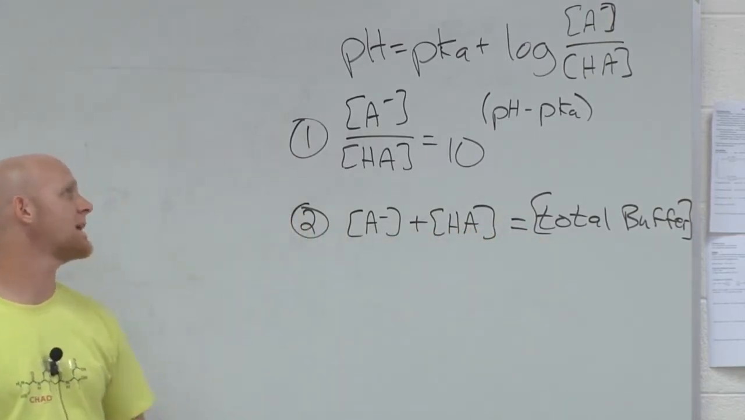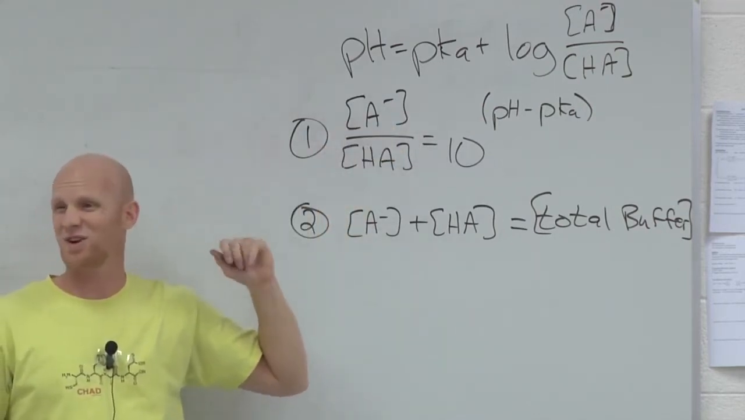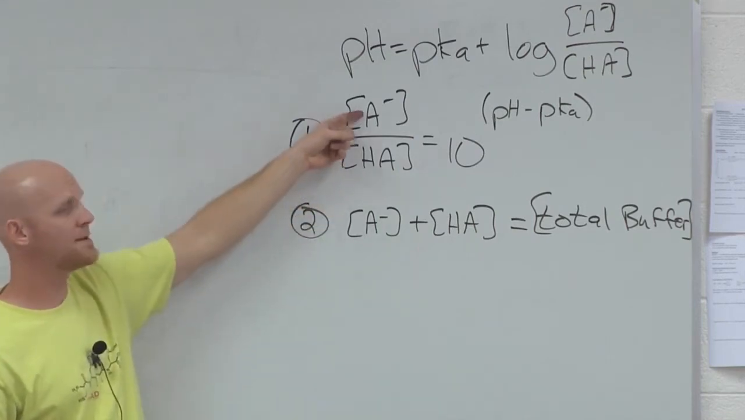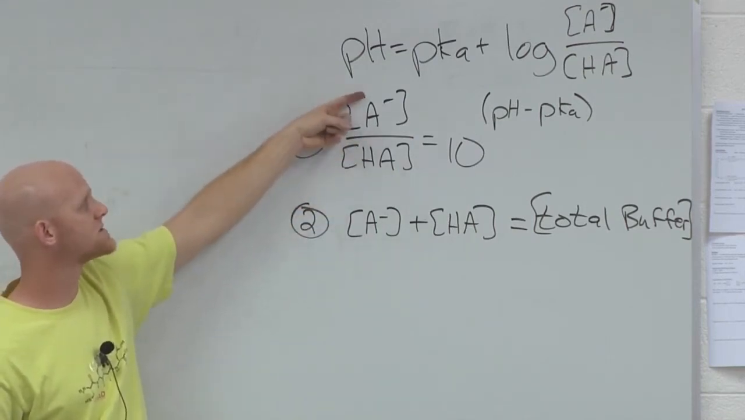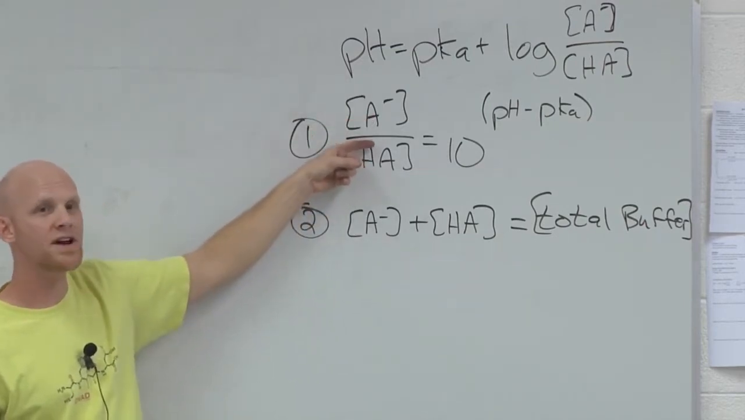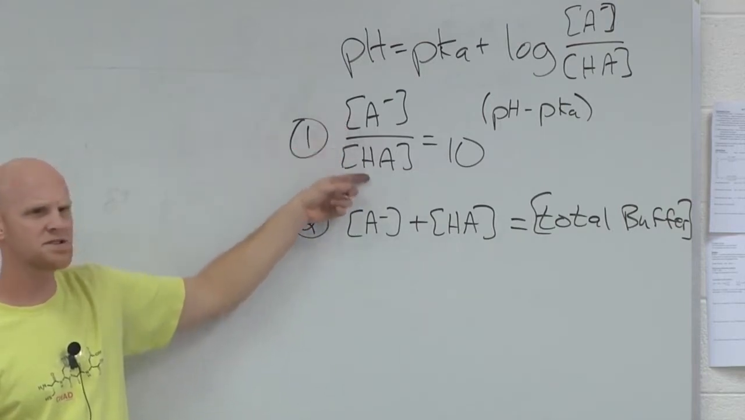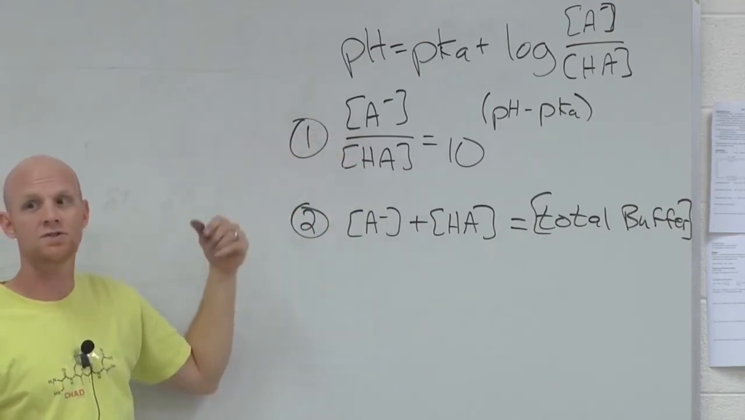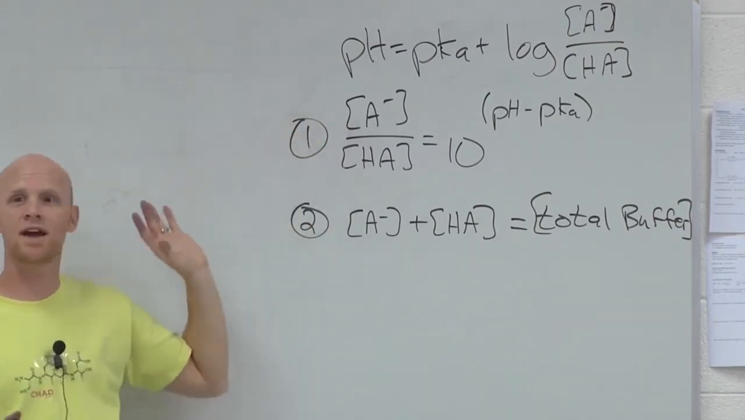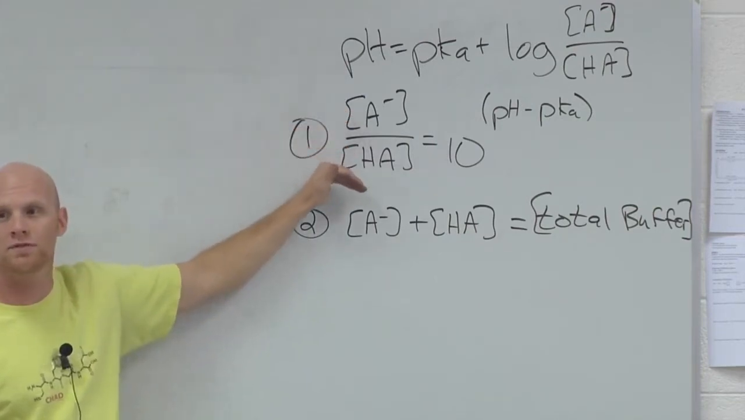So a couple other things we might do. Notice, what do these brackets mean? Concentration, molarity of. And what's molarity? Moles per liter. So the concentration of A minus is moles of A minus over liters of solution. Concentration of HA is moles of HA over liters of solution. But it's the same solution, right? So is the liters of solution different in either case? No, so the liters cancel. And what would you be left with? Just moles of A minus over moles of HA.